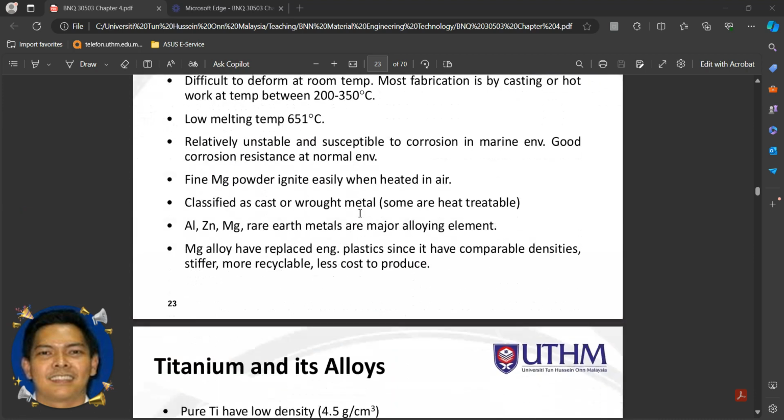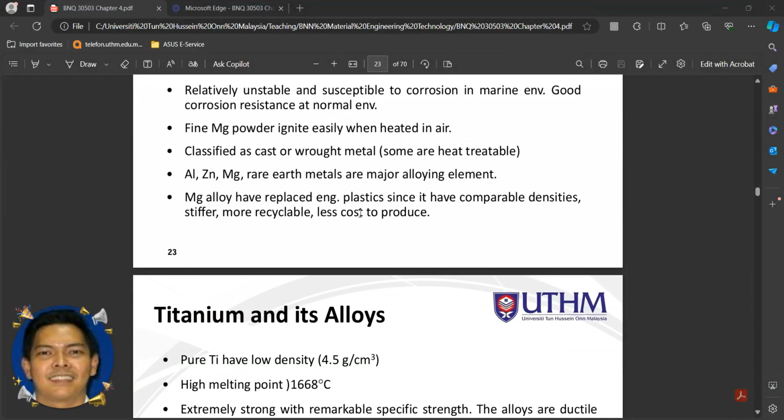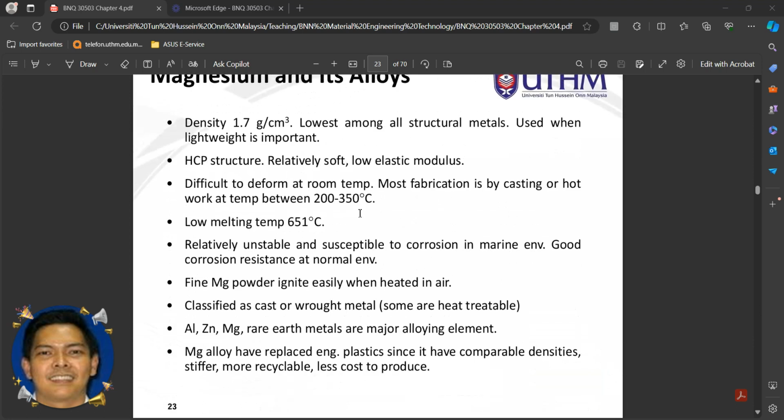Okay, so thank you all. We end this class at slide number 23. This will be the first part of my lecture regarding this type of metal alloy and its processing method and also application. I will further explain to you regarding the other types of metal alloy, its processing conditions and also application in the second part of my lecture.